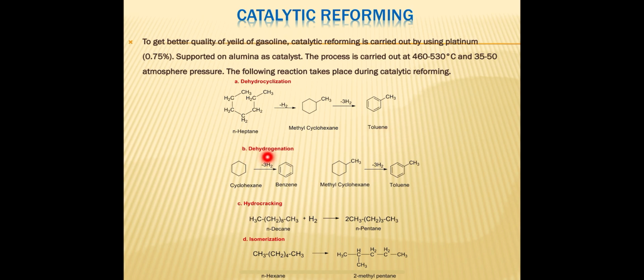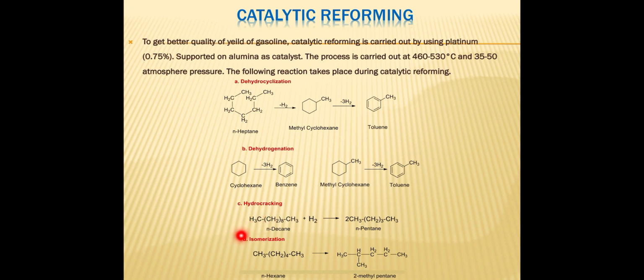In the same way, dehydrogenation: if we take cyclohexane and treat it with platinum supported on alumina as catalyst under certain experimental conditions, here also three molecules of hydrogen are going to get eliminated or liberated to form benzene. This reaction is the same as what I have explained here. In the same way here also three molecules of hydrogen will be liberated or eliminated to give toluene.